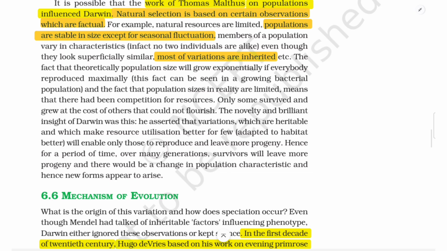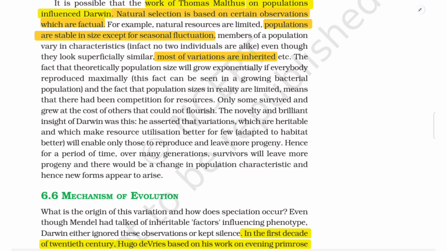It is possible that the work of Thomas Malthus on populations influenced Darwin. Natural selection is based on certain observations which are factual. For example, natural resources are limited, populations are stable in size except for seasonal fluctuations. Members of a population vary in characteristics, that is, in fact, no two individuals are alike, even though they look superficially similar. Most of the variations are inherited, etc.